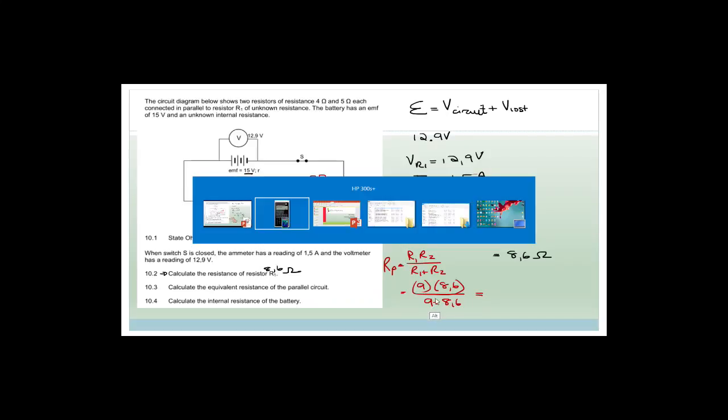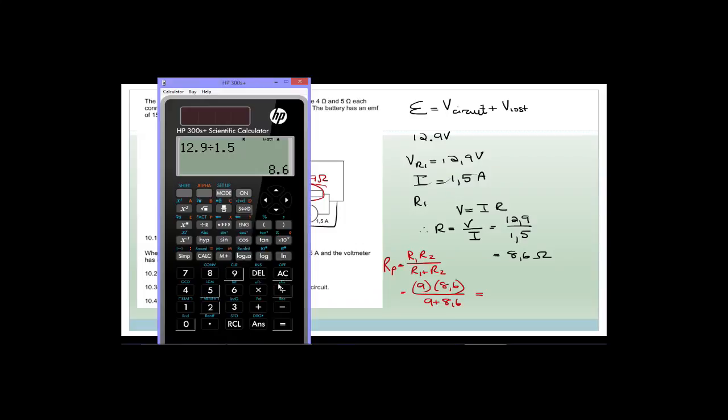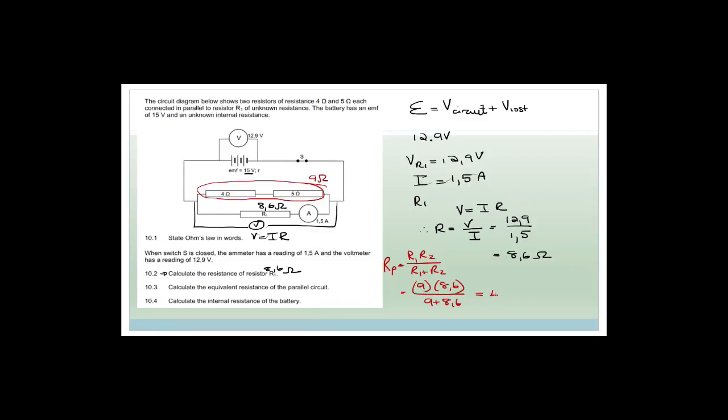So let's get that on our calculators and we're going to go times 9 equals divided by 17.6 equals, press the SD button, it's 4.397777. I'm going to round that up so it becomes 4.4. So it's 4.4 ohms. So the equivalent resistance of the parallel circuit is 4.4 ohms.